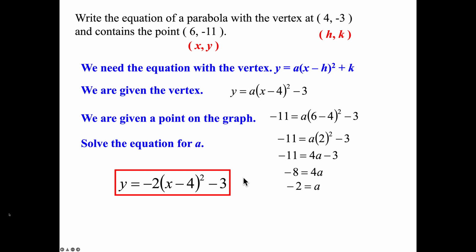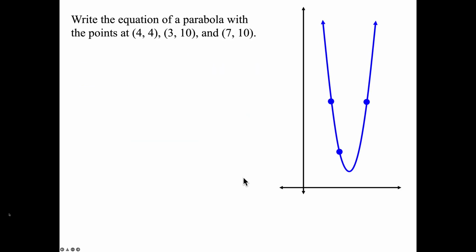Our next example is a little bit different. Write the equation of a parabola with the points (4, 4), (3, 10), and (7, 10). They did not give us the vertex. Well, they kind of gave us a way to find it. They just didn't up front give us the vertex, but they did, if you notice, give us two points that flip over your axis of symmetry. So (4, 4) is probably our lowest point. And the two y coordinates that are the same, that's probably going to be my (3, 10) and my (7, 10).